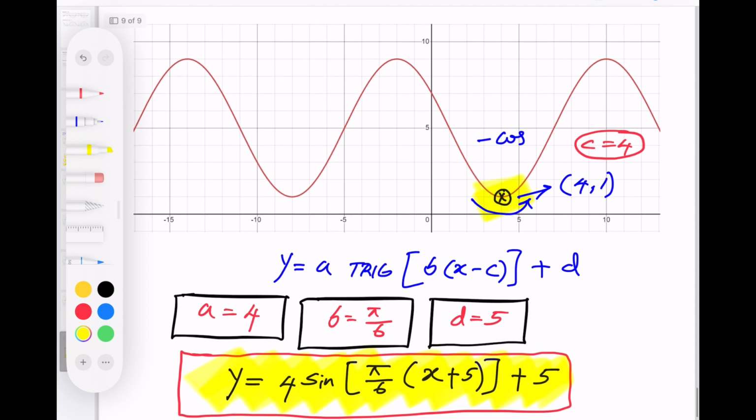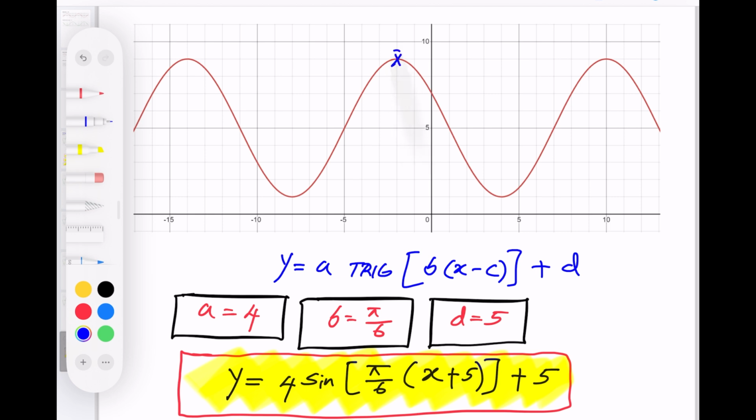Likewise, you can select many other points also and write down equations. If I wanted a positive cosine equation, I will need to select the point right here. If I wanted a negative sine curve, I will need to select the point right here.